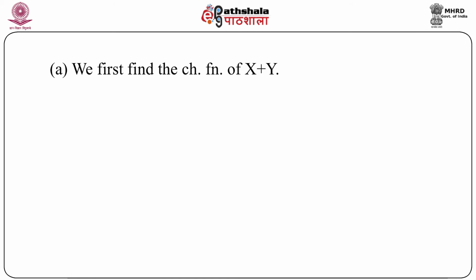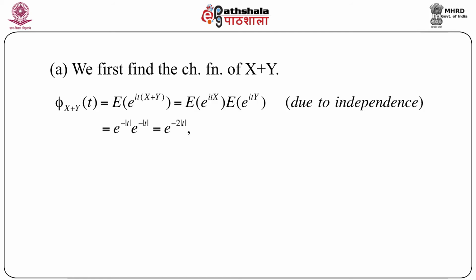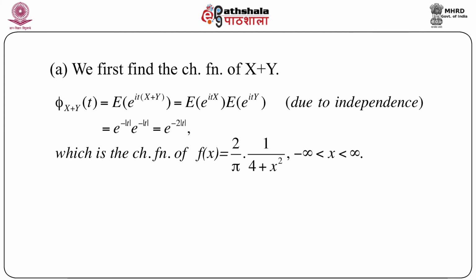So first try to find out the characteristic function of x plus y. It is very simple. Phi of x plus y at t equals expectation of e to the power i t into x plus y, equals expectation of e to the power i t x into e to the power i t y, because x and y are independent, which means it simplifies to e to the power minus 2 mod t. Now this is nothing but the characteristic function of a Cauchy distribution, but not really a standard Cauchy. It's kind of 2 by pi, 1 plus 4 plus x square.